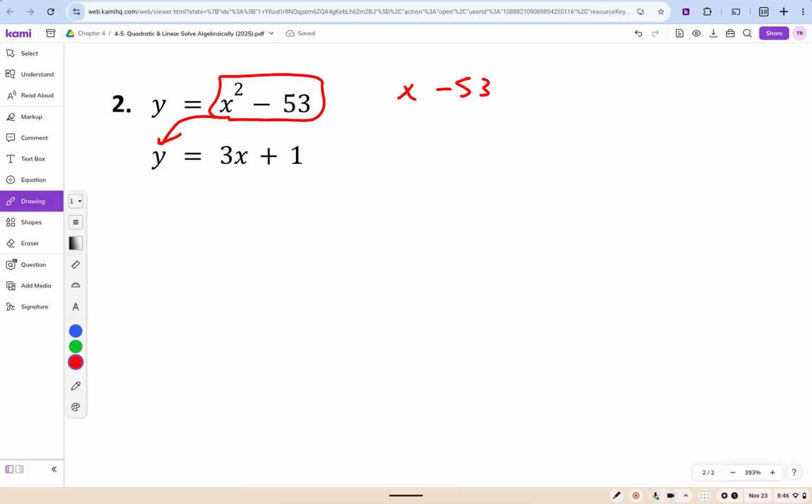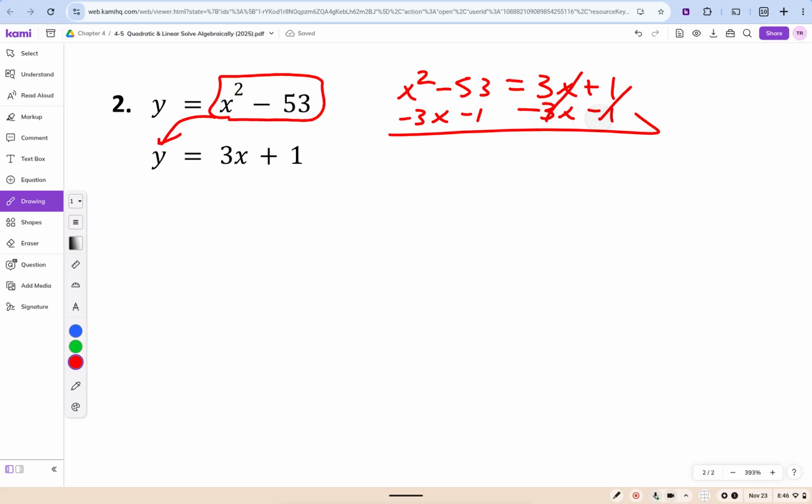Okay. y squared minus 53 equals 3x plus 1. So again, I'm just setting the two equations equal to each other. So I get it equal to 0 by subtracting 3x and subtracting 1. And so I have x squared minus 3x minus 54 equals 0. Okay. Now I'm going to factor it again.